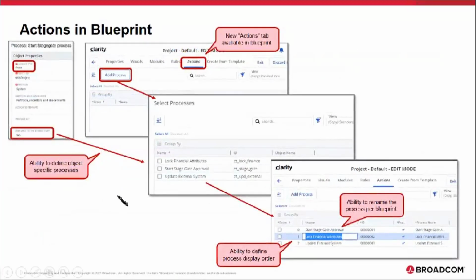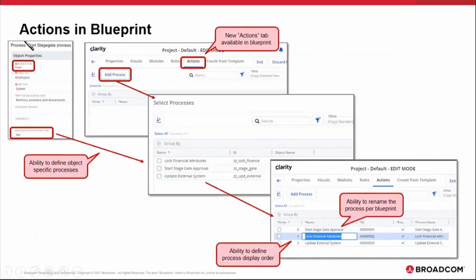To go through the flow of how the actions in the blueprint would be configured, once you have a process created, in the object definitions of that, you want to make sure that the available for on demand is set to yes. Then within the blueprint of your object, there is a new tab called Actions. When you go into an edit mode of your project, you will then see the Add Process button available to you. Clicking on that will give you a list of all the processes that are available to be added.